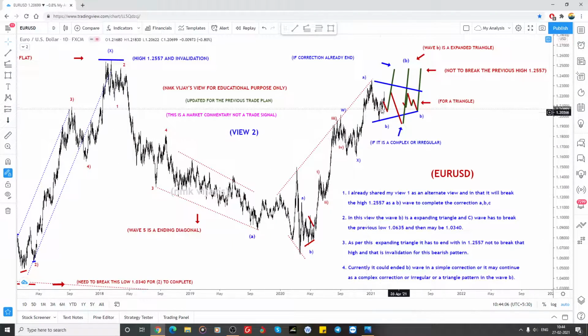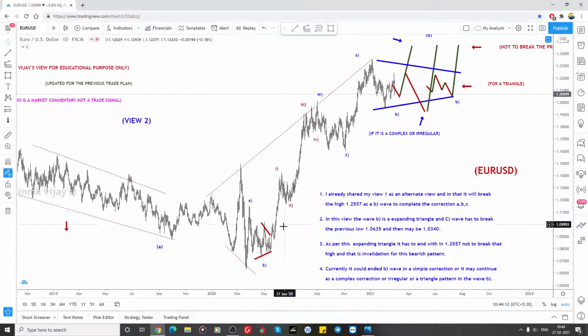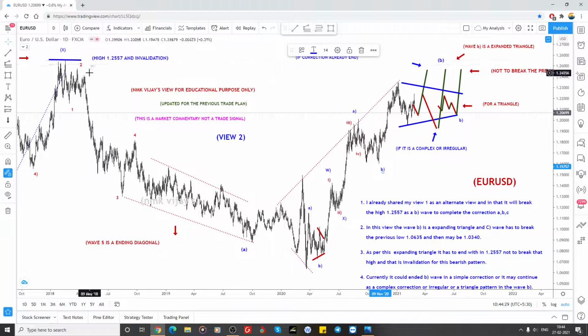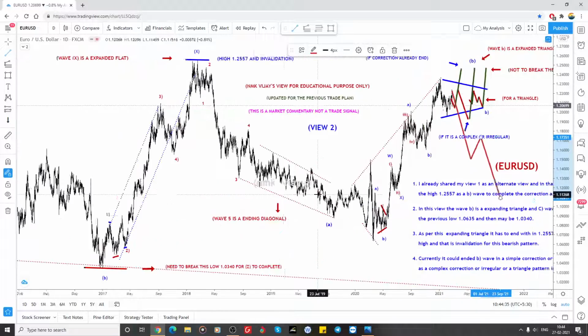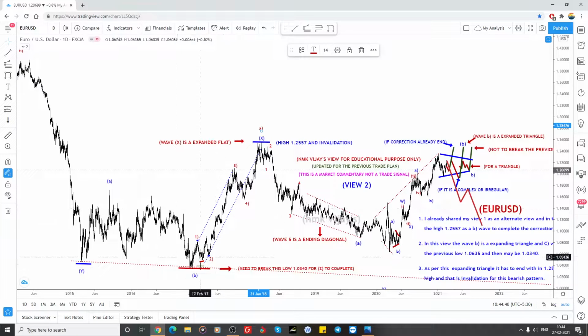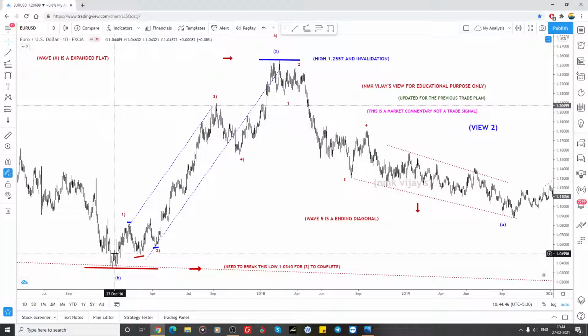See, last week I posted different views, right? View 1 and view 2. In view 2 it is the A, B, C, 1, 2, 3, 4, 5. And if we make this a W, X, A, B, C, and this is a completed one, that is also valid. This is an A. So this is a B, and C got over. And if it is bearish, it could do like this. And if it is a triangle, this is an A. In Euro USD, I marked this as 1, 2, 3, 4, 5.